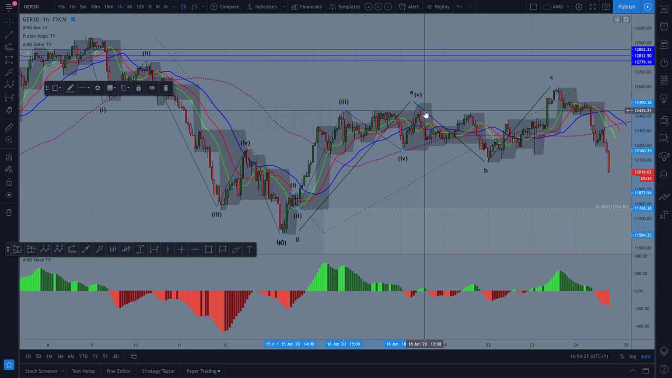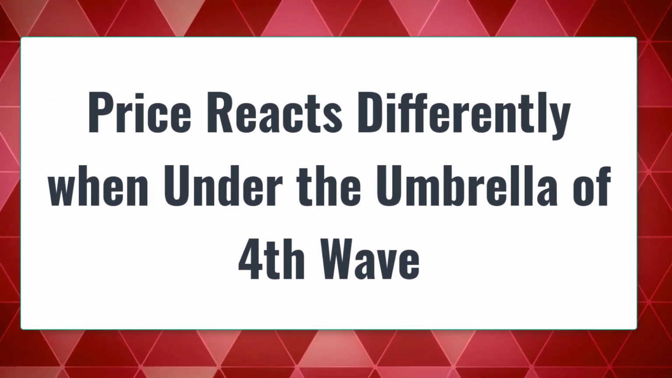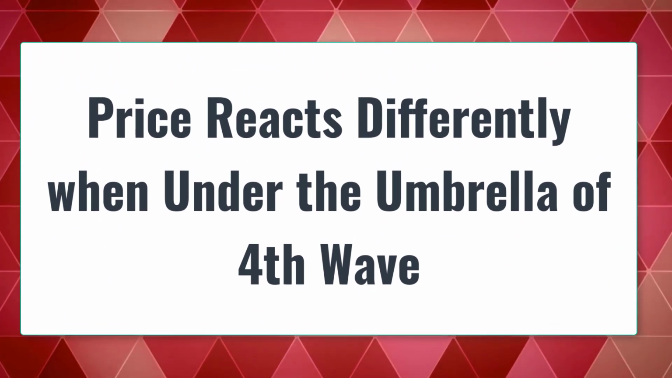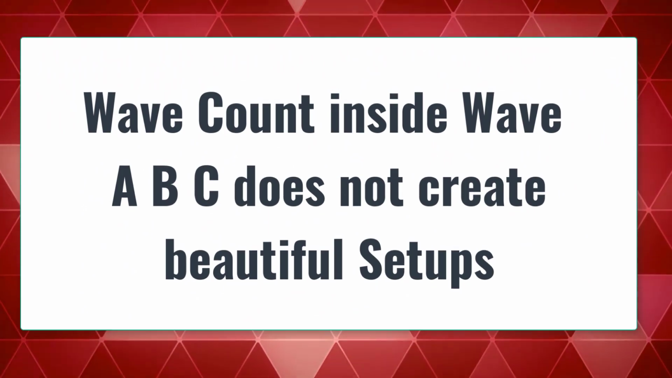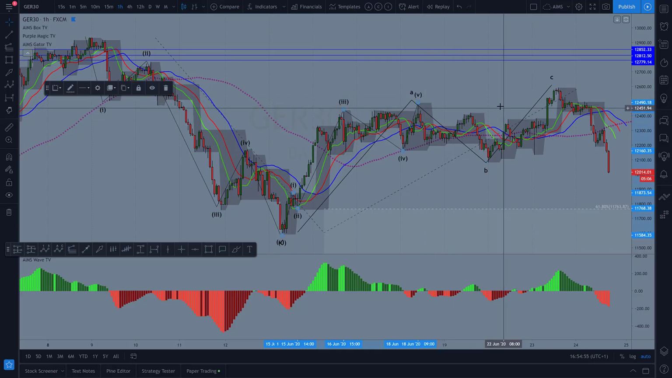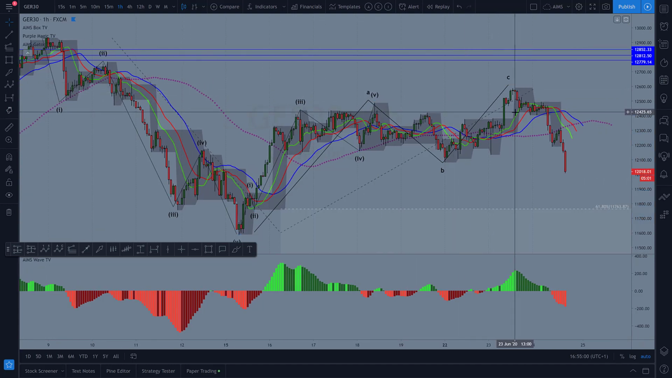Now another thing to note is that when you are counting waves within the ABC, which I call the umbrella of fourth wave, it will not always follow the beautiful symmetry of trending markets. So wave 5s will not often hit target zone 1s, and they will be kind of truncated sometimes, and wave 5s are small. And sometimes even within a wave C, what I've seen is that you see a strong 3 never followed by a 5. So that's another thing.